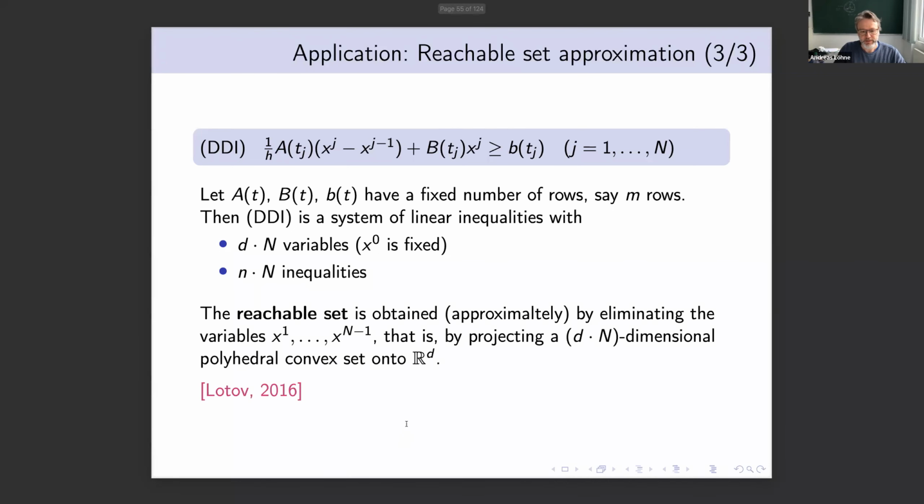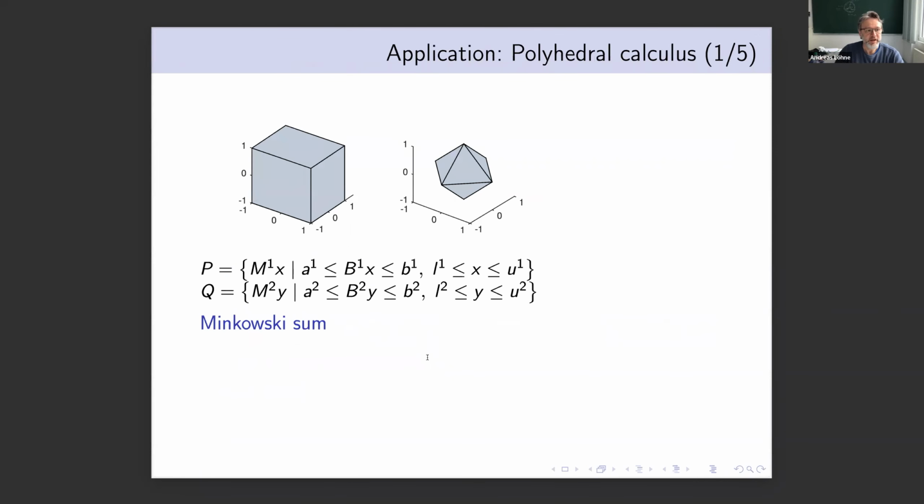So, okay. To summarize this, the reachable set of such a dynamical system can be obtained approximately by eliminating variables or by projecting d times n-dimensional polyhedral convex sets onto R^d. Here is another application of polyhedral projection, and because of the equivalence, also an application of multiple objective linear programming.